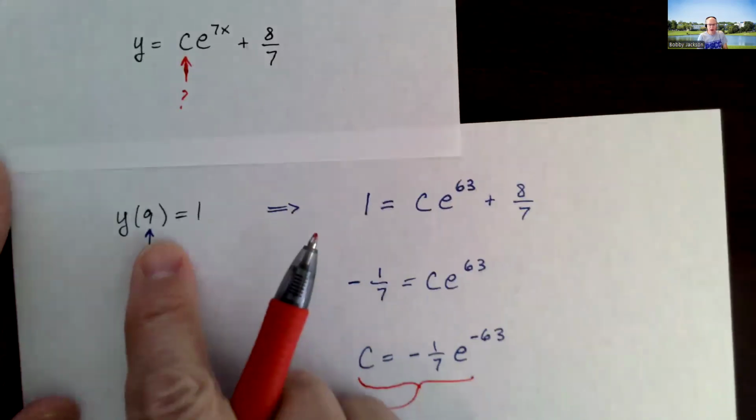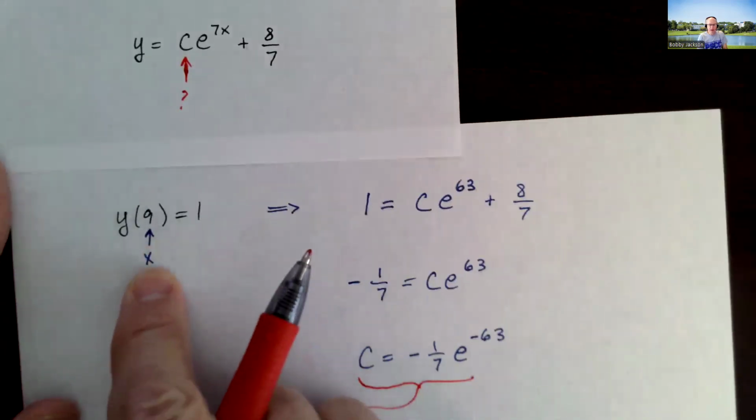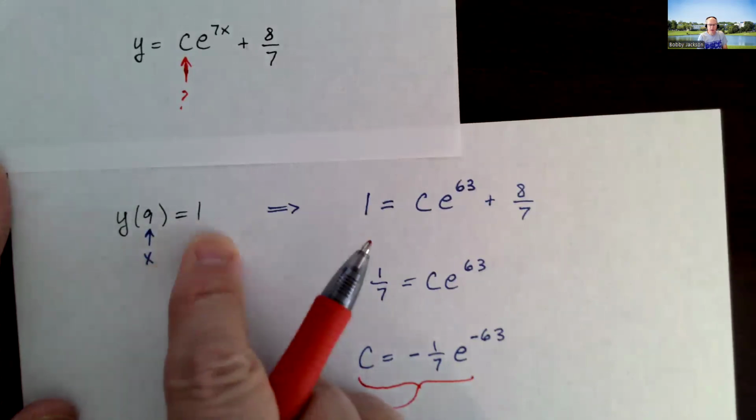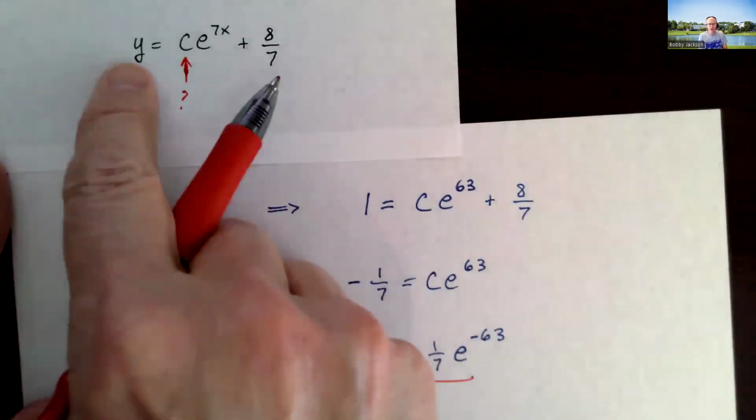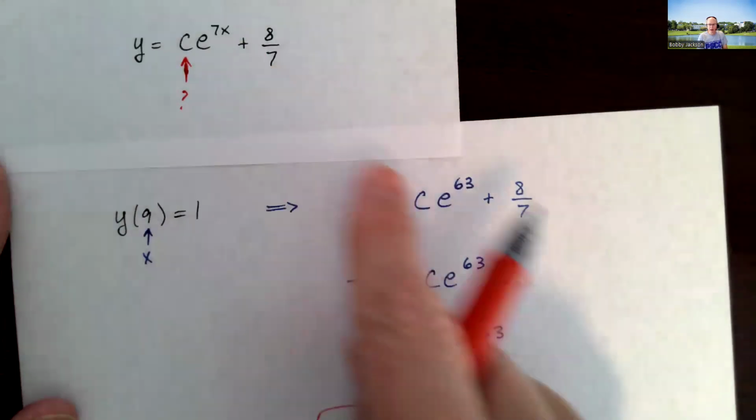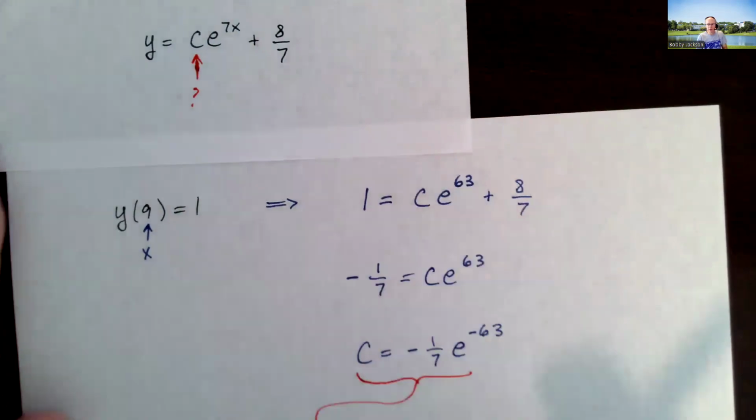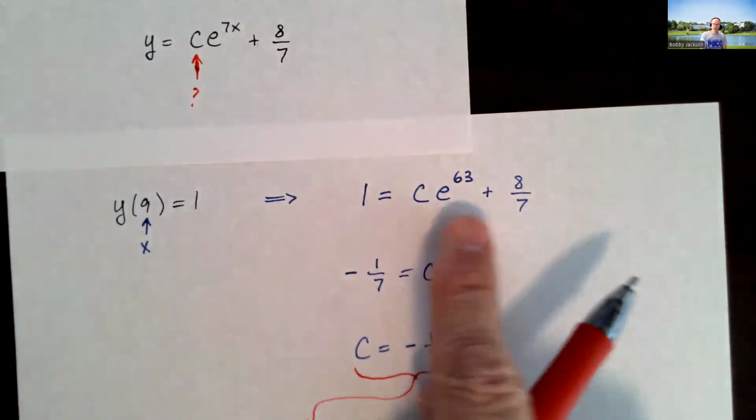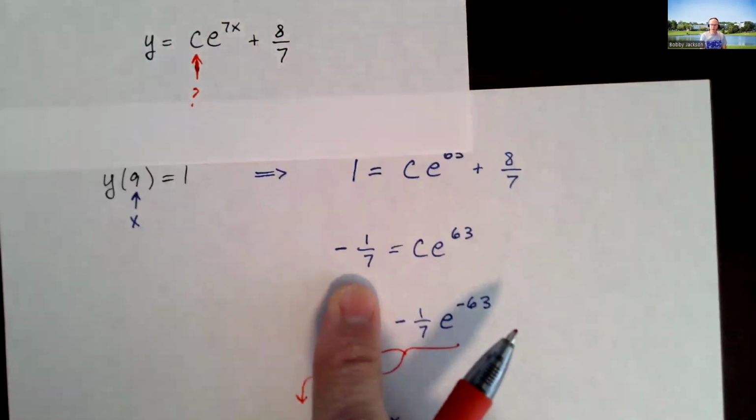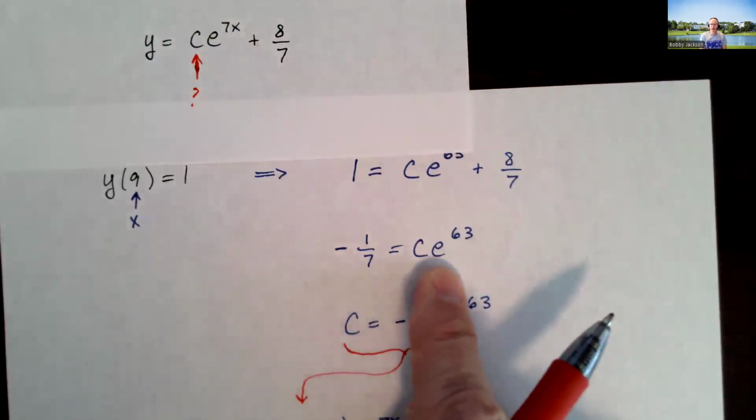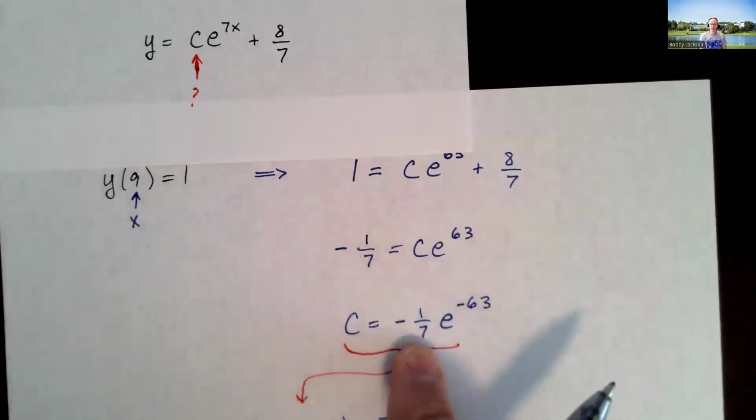So we have y of 9 equals 1. Remember, that means 9 is the value of x. Therefore, y is the value of 1 in this case with this initial condition. So replace y with 1, replace x with 9. Of course, 9 times 7 is 63. And so here we get this. I can solve for c by subtracting 8/7 on both sides. And then I can divide by e to the 63, or the same thing, multiply by e to the negative 63. And I get c is equal to this.